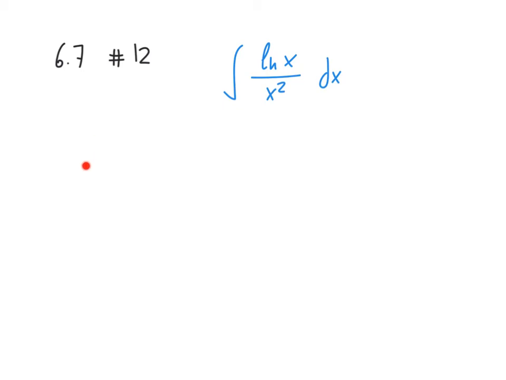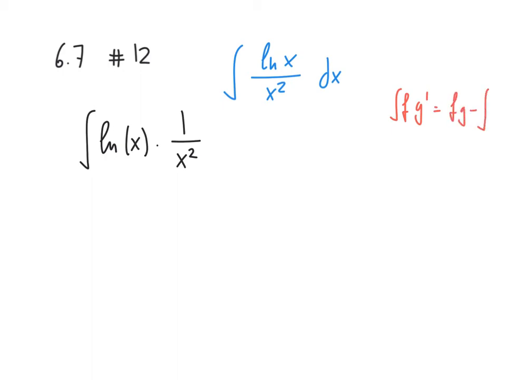So let's rewrite this as follows: ln x times 1 over x squared. And remember now the formula. So let me put this in here, a little box. f g prime equals fg minus integral f prime g. Okay. So integration by parts tells us that we can compute this integral, right? If we can write it in the form f g prime and then compute the right hand side.